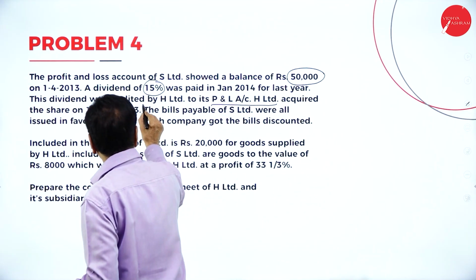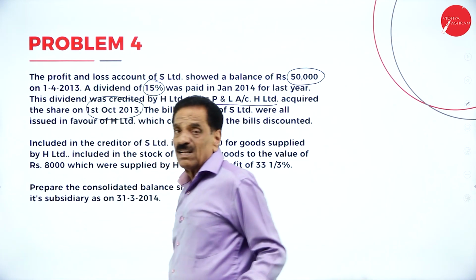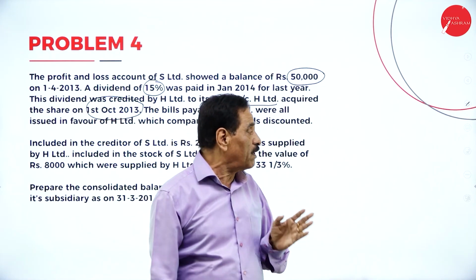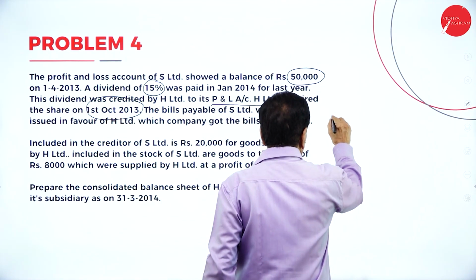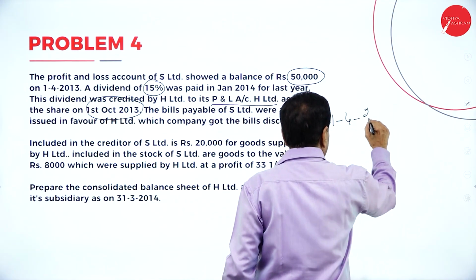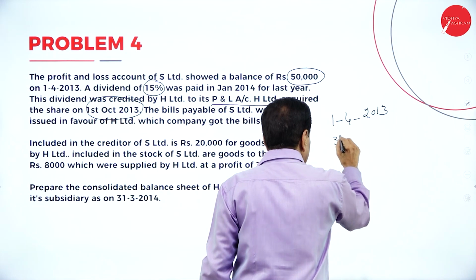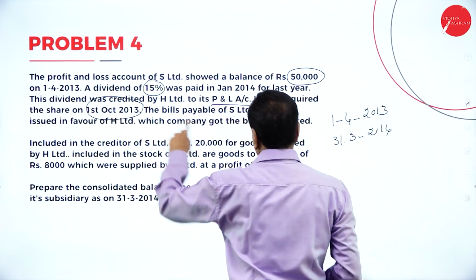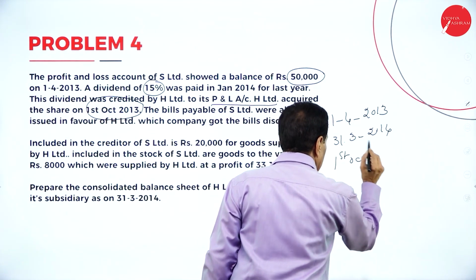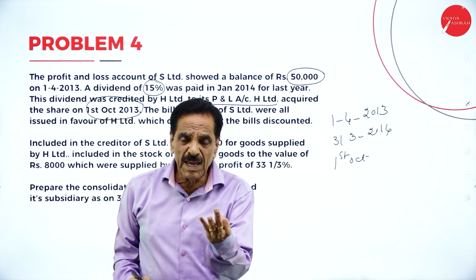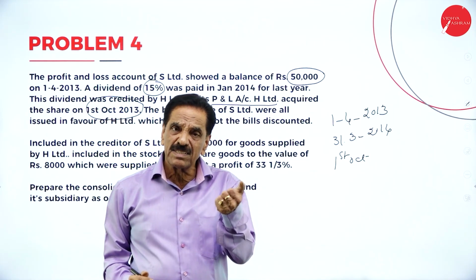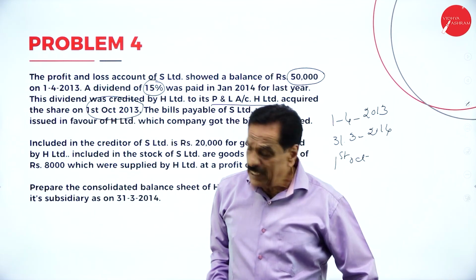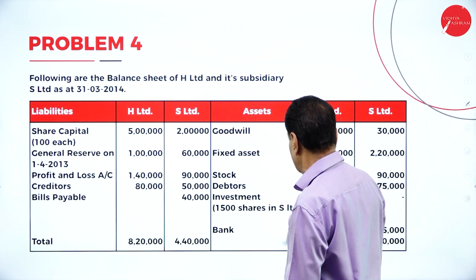H Limited acquired the shares on 1st October 2013. So H Limited acquired on which date? 1st October 2013. How does the date start? From 1/4/2013 to 31/3/2014. So which date was 1st October? That means April, May, June, July, August, September. 1st October means after 6 months it is acquired. How many shares acquired? That is 1,500 shares.